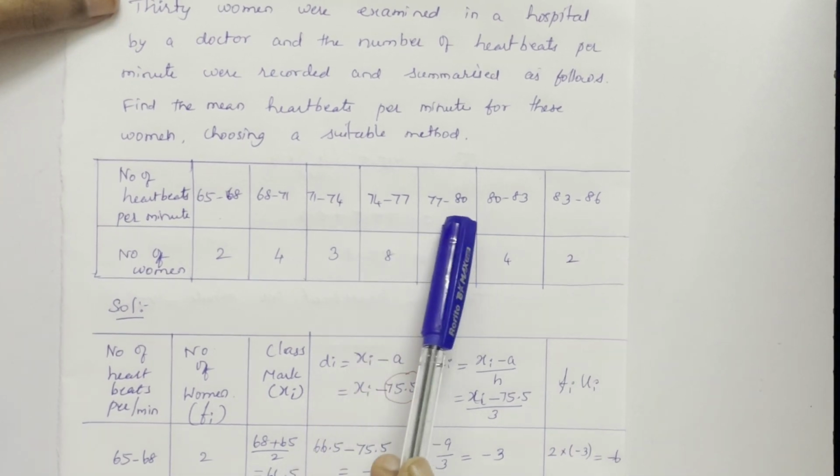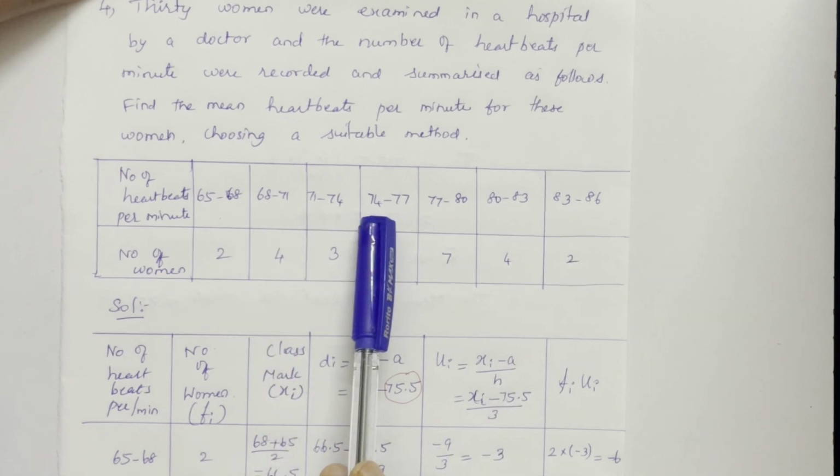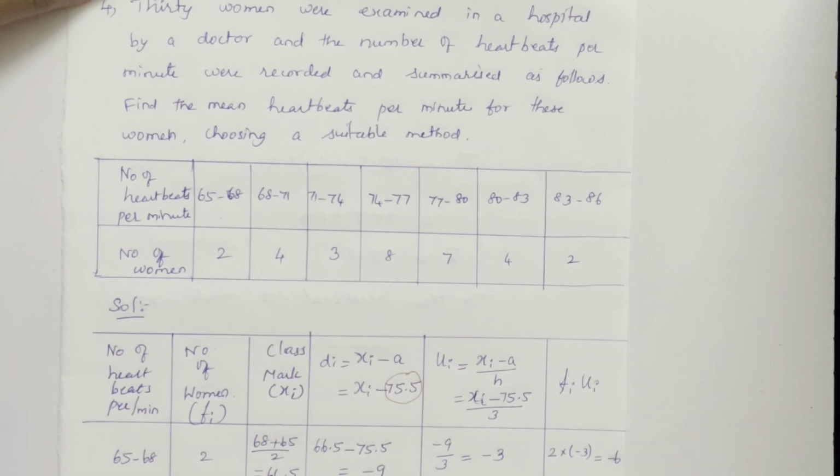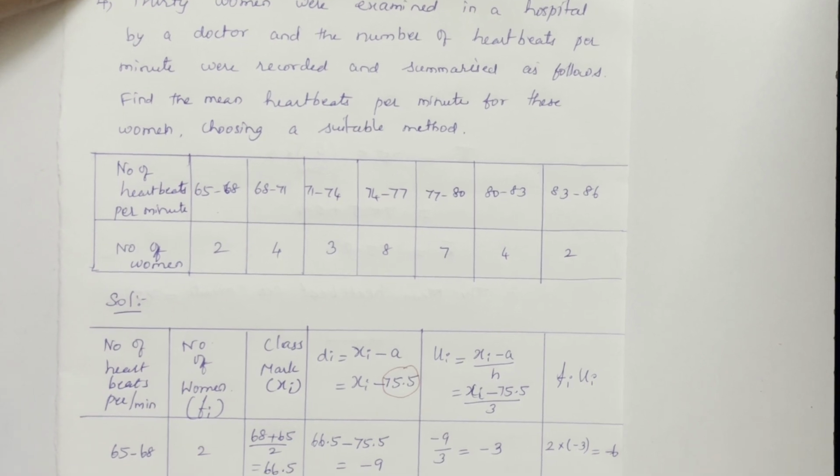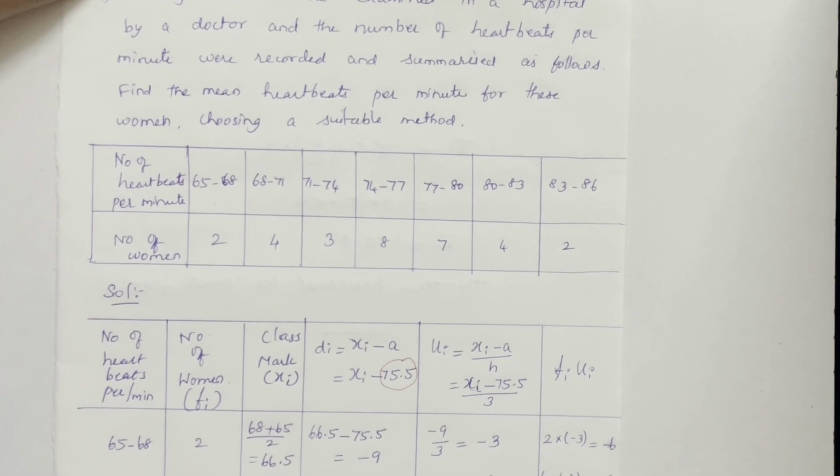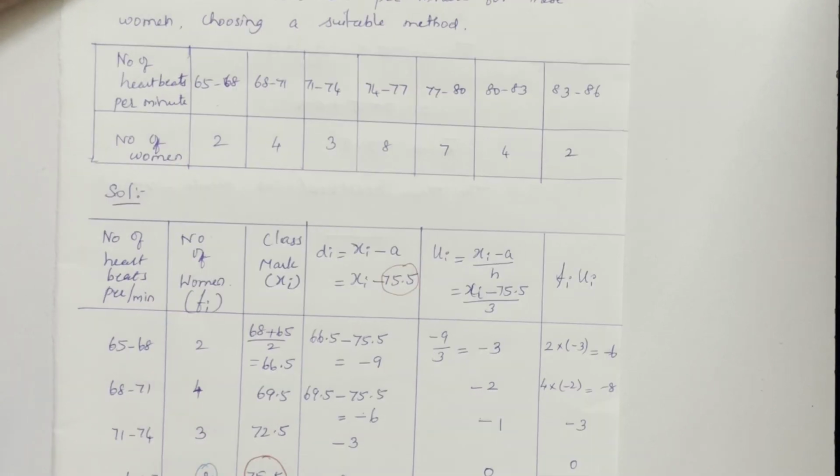If the class size is different in each interval, we have to move to the third method, that is the step deviation method. Okay, this is not the conclusion. To confirm with Di, now let us see.